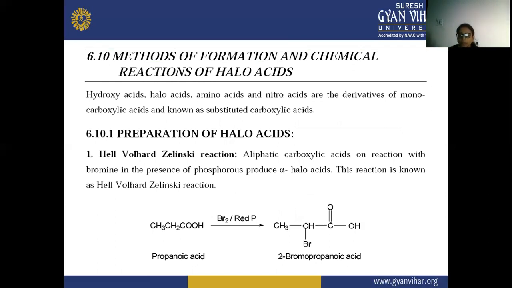So in this method of preparation of this halo acid, first is this Hell-Volhard-Zelinsky reaction. In this, the aliphatic carboxylic acid on reaction with bromine in the presence of phosphorus produces alpha halo acid, and this reaction is known as the Hell-Volhard-Zelinsky reaction. And in this, the propanoic acid is reacted with this bromine, and in the presence of this red phosphorus, there's a formation of this 2-bromopropanoic acid. So this, or you can say the alpha bromopropanoic acid, is formed here.